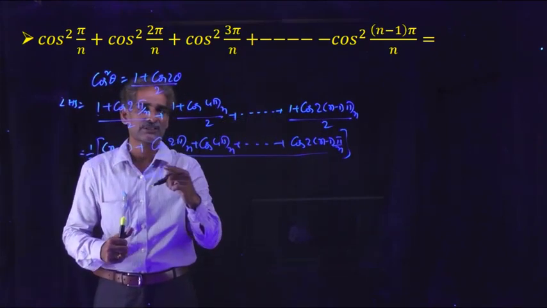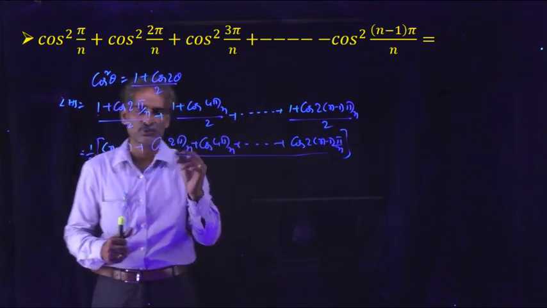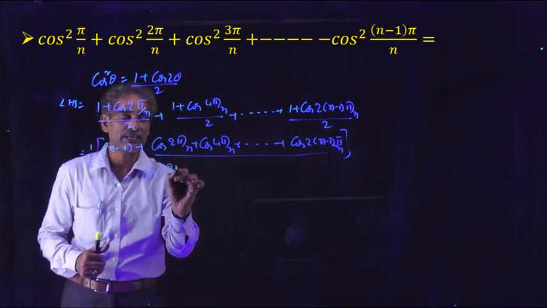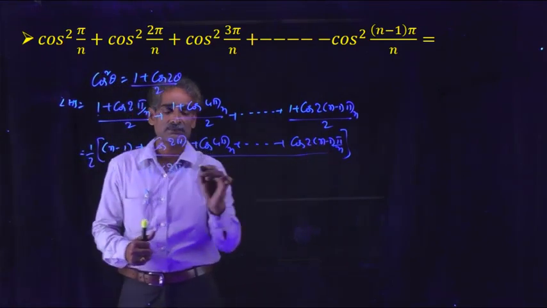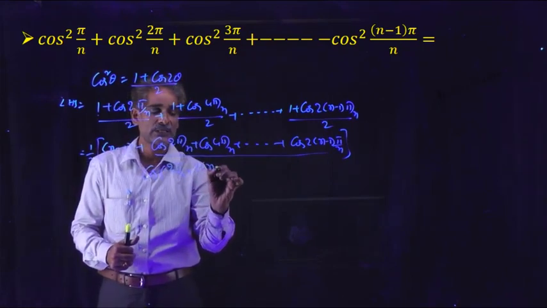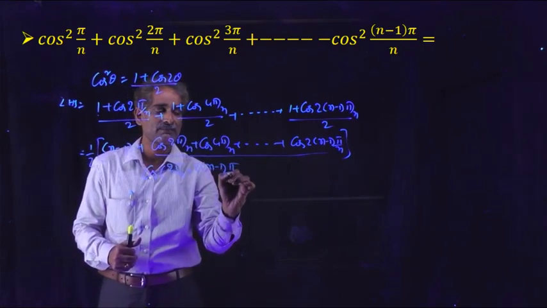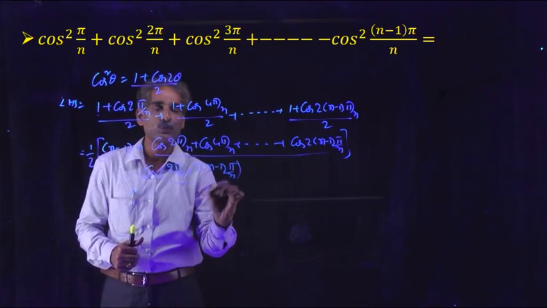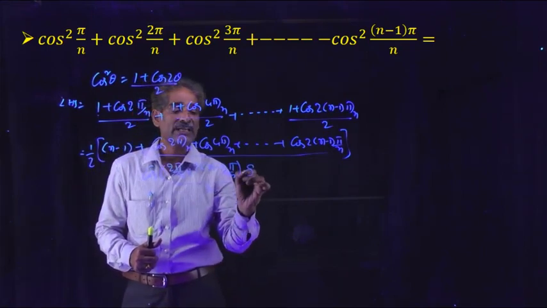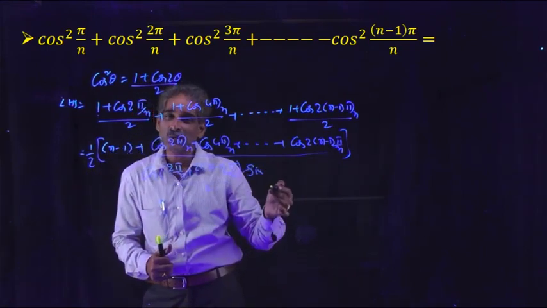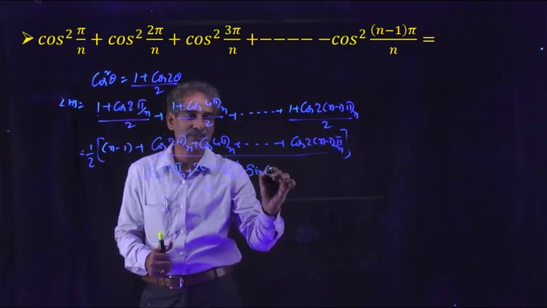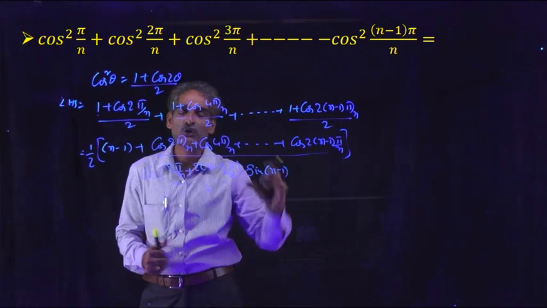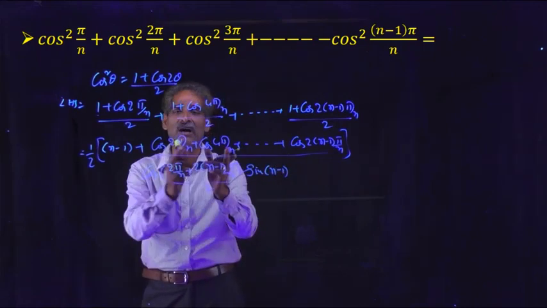We already discussed this yesterday in the previous class section also. So the first angle is 2 pi by n, plus the last angle is this one. That means 2 into (n minus 1) into pi by n, whole divided by 2, into sine of n beta by 2. Here n means the number of terms. Here n minus 1 terms are there. So n into beta by 2. What is beta? Beta is the common difference.